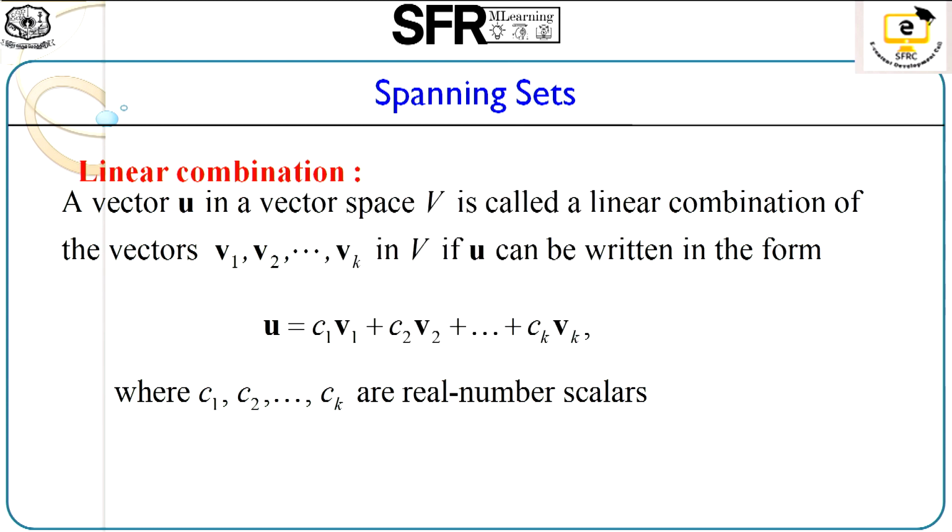Before we enter the topic, we define the linear combination. A vector u in a vector space V is called a linear combination of the vectors v1, v2, etc., vk in V if u can be written in the form u equal to c1 v1 plus c2 v2 plus etc. ck vk, where c1, c2, etc. ck are real number scalars.